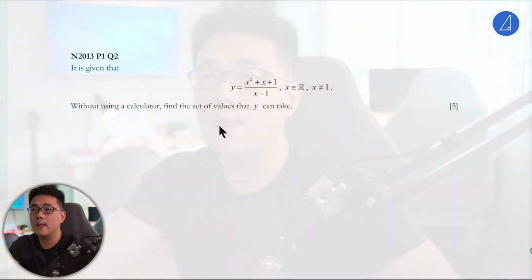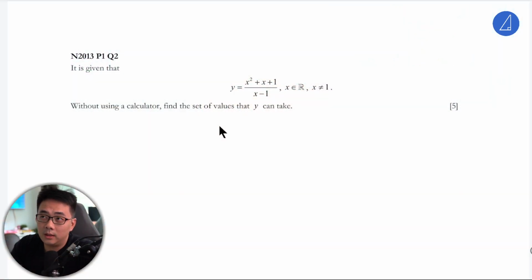Hi students, let's look at this question here, which is on inequalities or graphing technique. It's given that this curve has this equation. Without using a calculator, find a set of values that y can take.